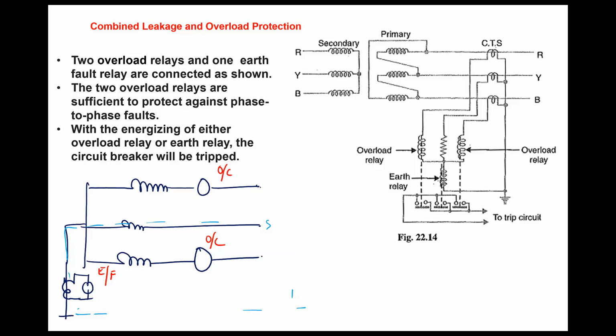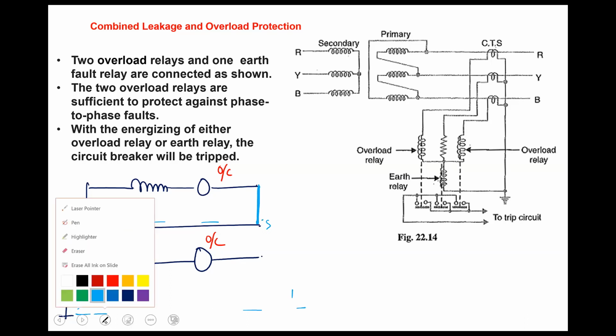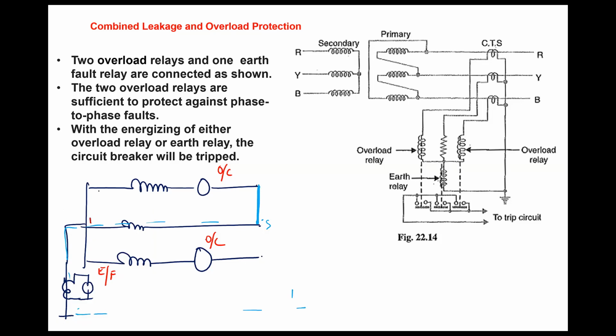Suppose a line-to-line fault occurs here, and there is no earth fault. Then who will trip? The current will flow like this, circulating like this. So this overcurrent relay 1 will trip. This overcurrent relay 1 will trip for the line-to-line fault. Suppose the line-to-line fault occurs in these two phases, then overcurrent relay 2 will trip.